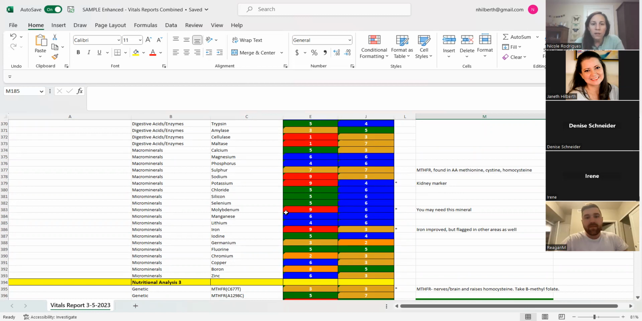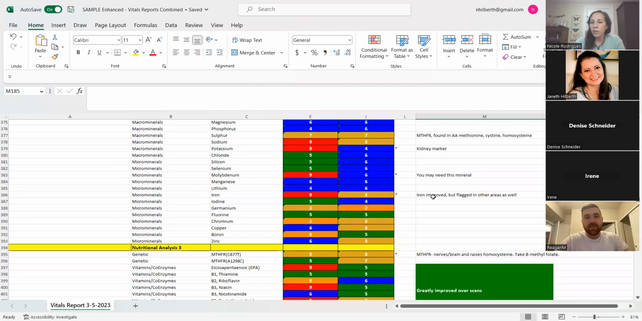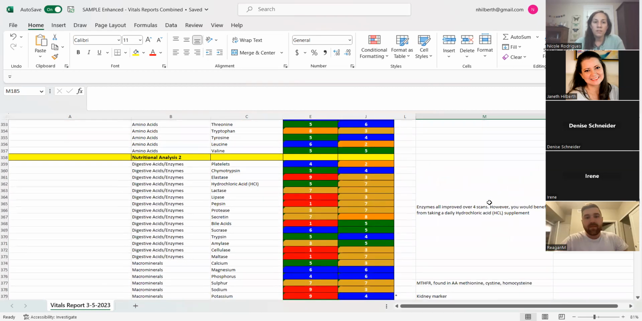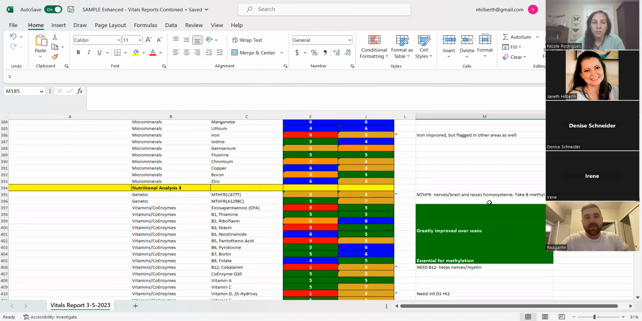And then molybdenum was on and off, 1 and 9, so he may potentially need that, but it's not something that I would say he's got to do immediately. Over more scans, we could see what happens. Iron came up again, and this was flagged in other areas, so I wanted to ask him about that. But overall, his digestive enzymes and macrominerals greatly improved.